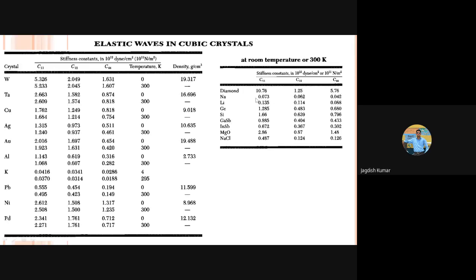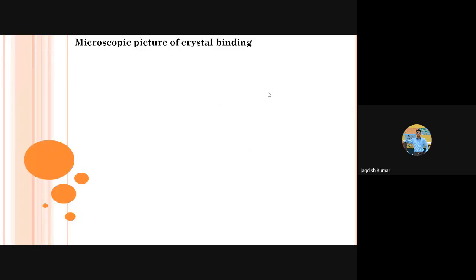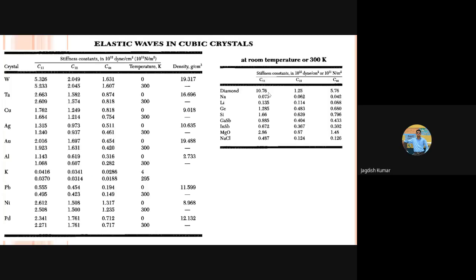Now you can see sodium is even softer than, I think, potassium. Is it? No, sodium is slightly stronger than potassium. It's 0.073 and 0.0416. So that's how you can relate all these. Now try to see the diamond value, it is way higher in magnitude. So that's what lists the physical and interesting aspects of these stiffness constants.